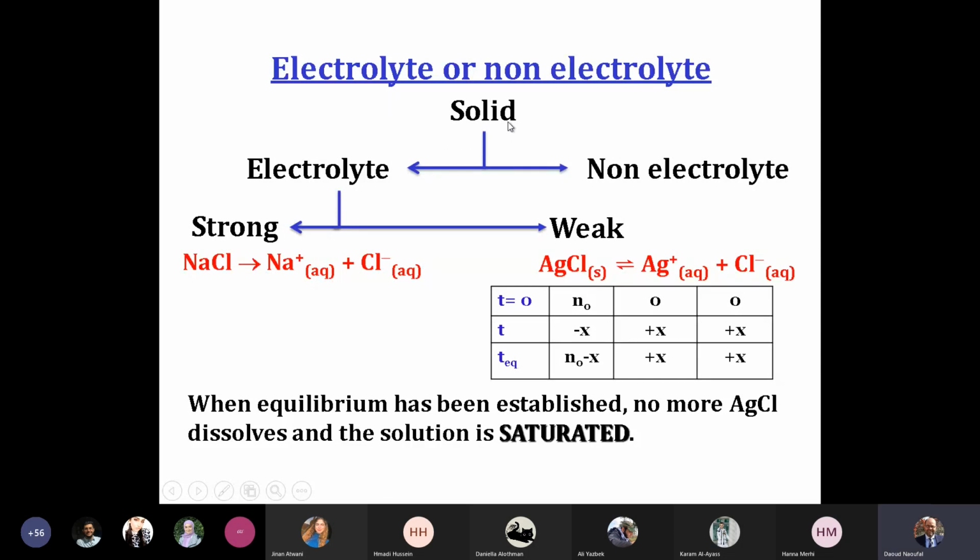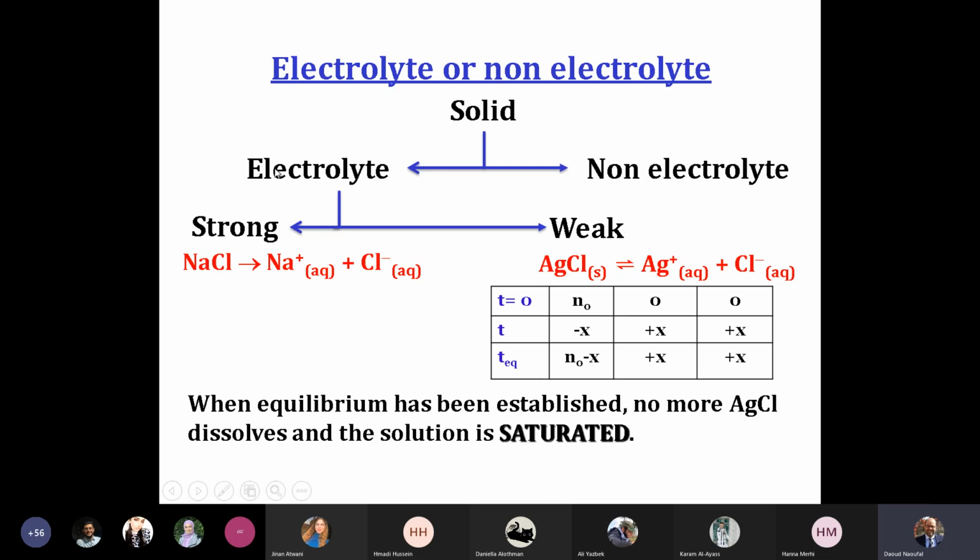Suppose you have a solid substance put in water, you obtain a solution, and if the solid dissociates to ions, this solid is called electrolyte. If the dissolution of the solid in the solvent occurs without dissociation to ions, the solid is non-electrolyte.